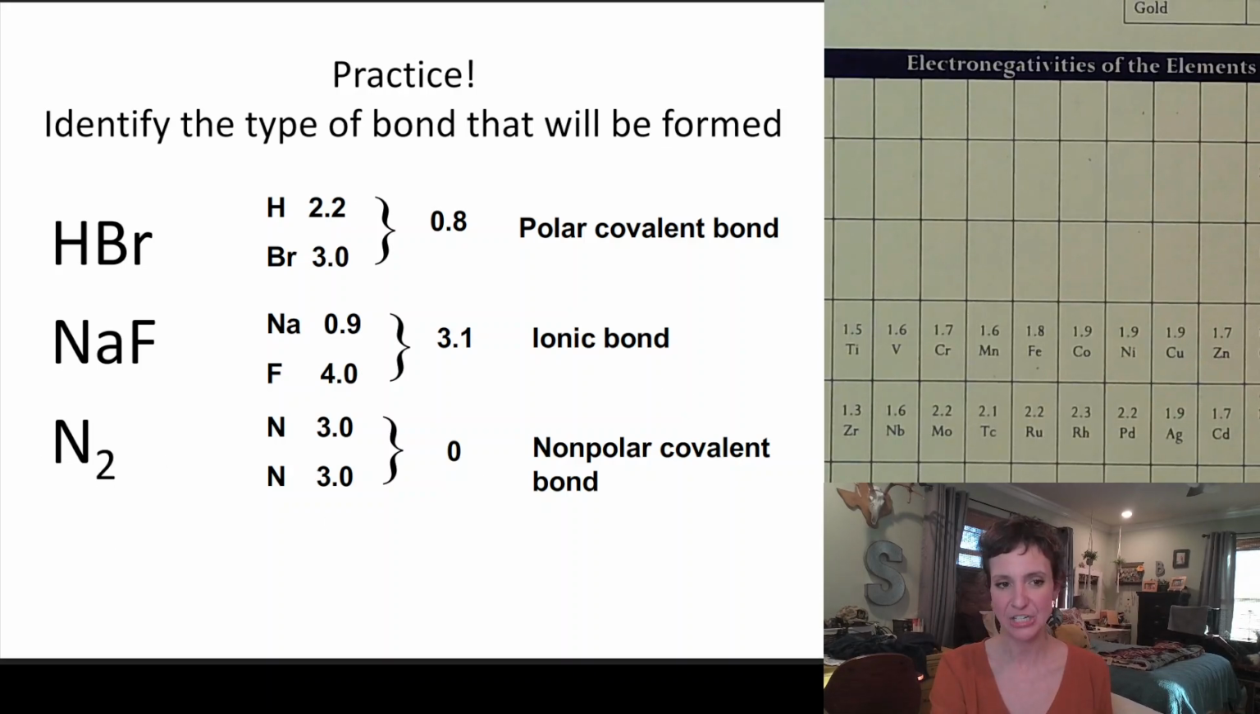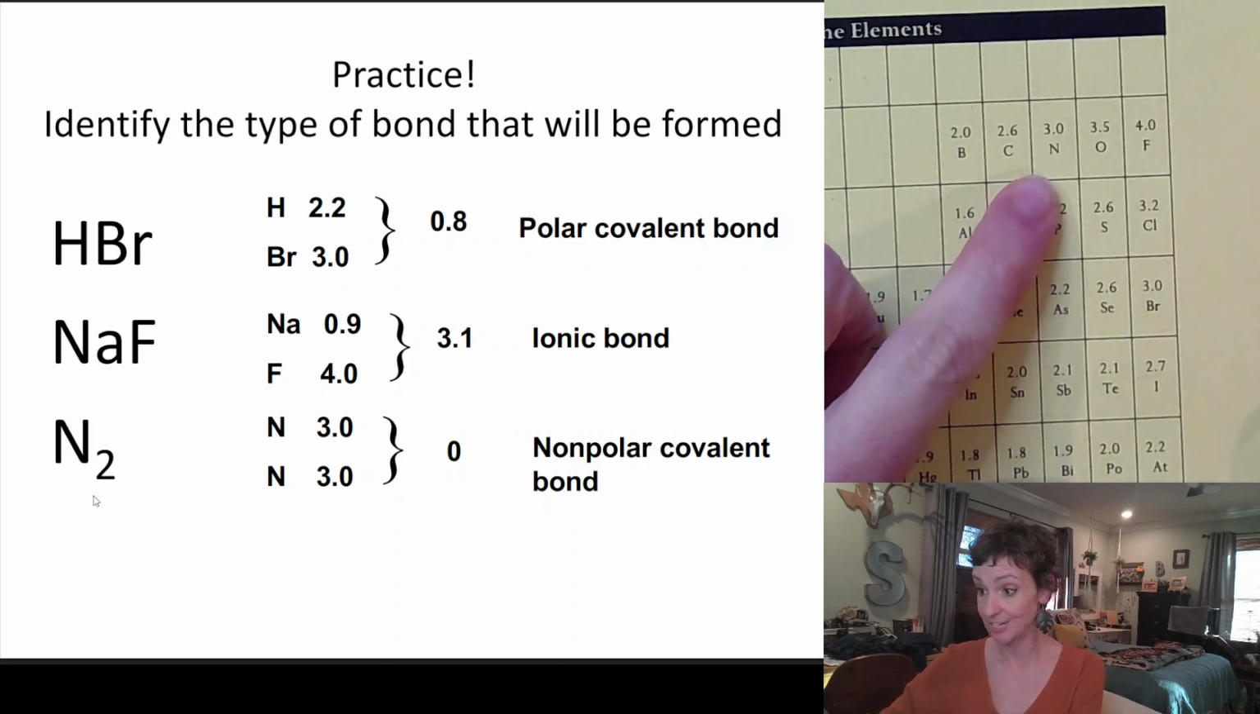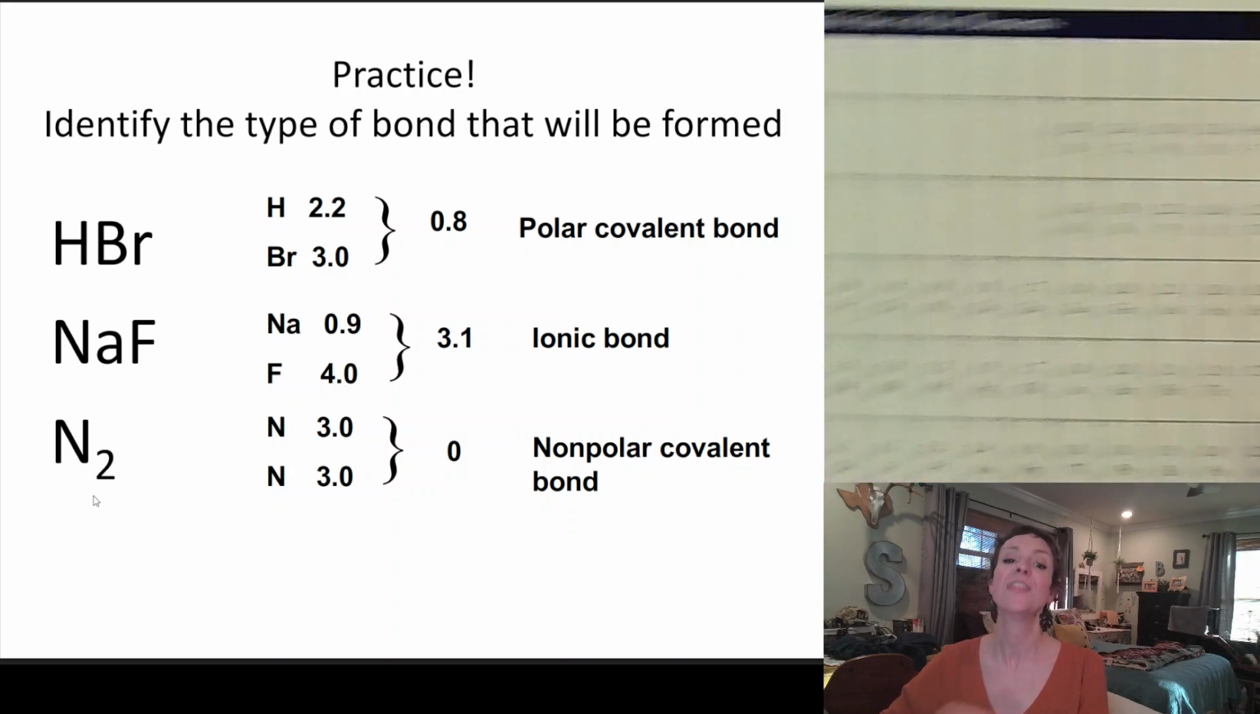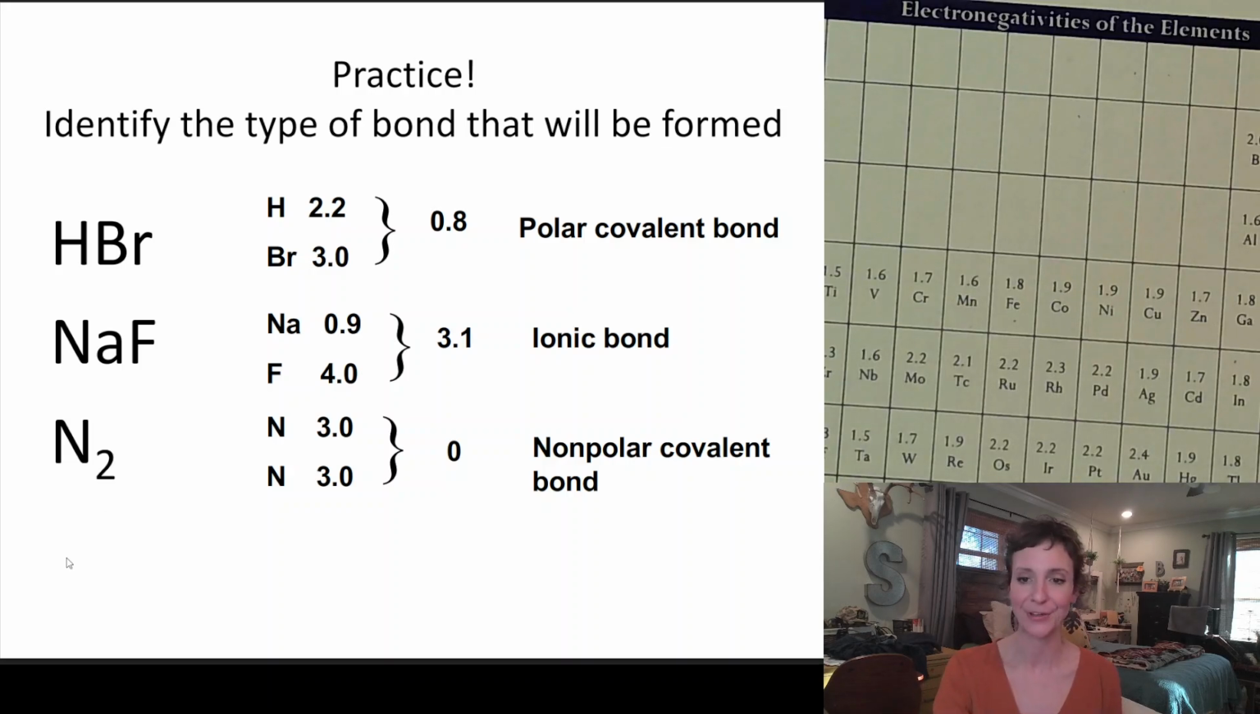And then I've got N2, which is my diatomic nitrogen. So this is what nitrogen exists as. It's just 2 nitrogens stacked together. Well, what's the difference in electronegativity if they're the same? Well, there is none. It's just 2 atoms of nitrogen both having the same electronegativity of 3. So the difference is 0. This is a nonpolar covalent bond.